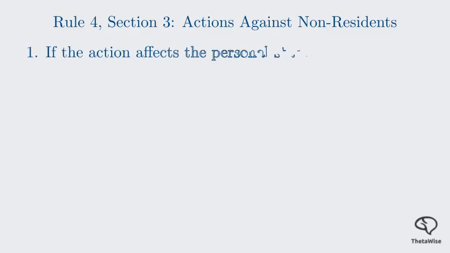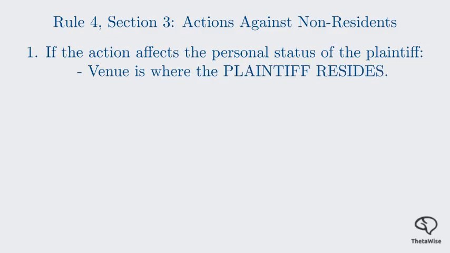The rules change because it's impossible to serve process on them in the traditional way. Here, venue depends on the nature of the action. We can break it down into two types of actions. First, if the action affects the personal status of the plaintiff, the case must be filed in the court of the place where the plaintiff resides. An example of this is a petition for declaration of nullity of marriage. The plaintiff's residence dictates the venue.